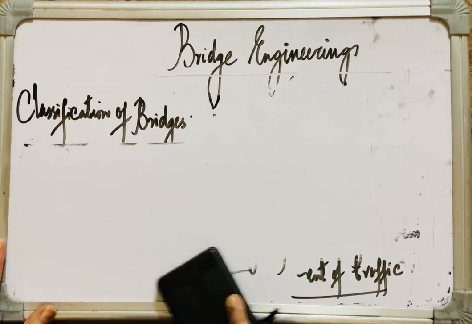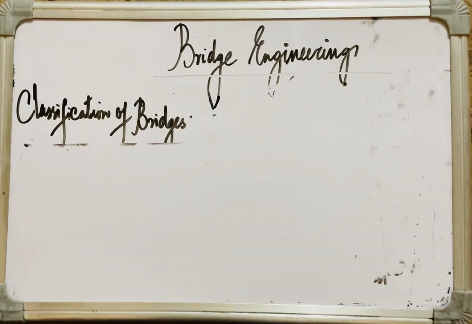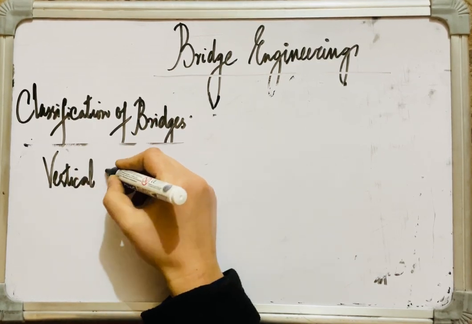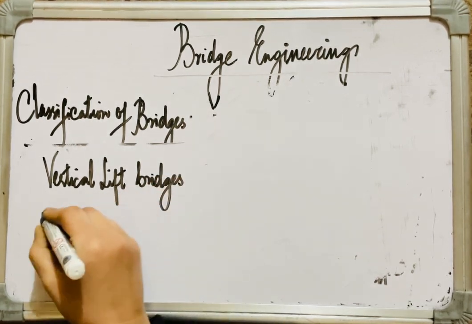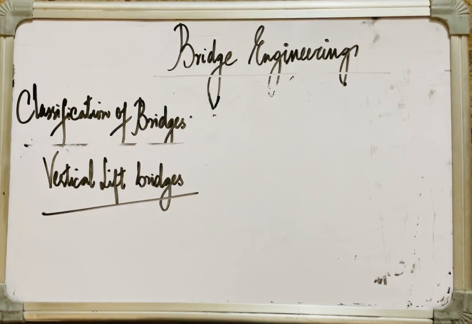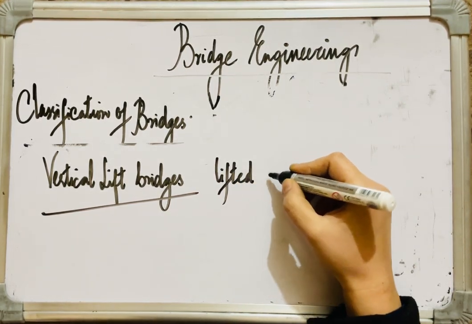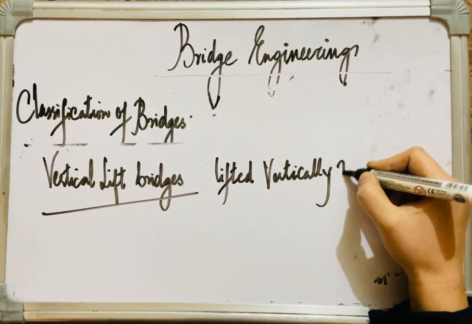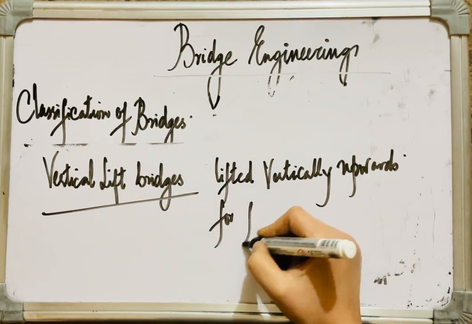Vertical lift bridges are those type of movable bridges wherein they can be lifted vertically upwards for the free passage of traffic. These are those type of movable bridges, movable being the generalized term, wherein they can be lifted vertically upwards for the free passage of traffic.